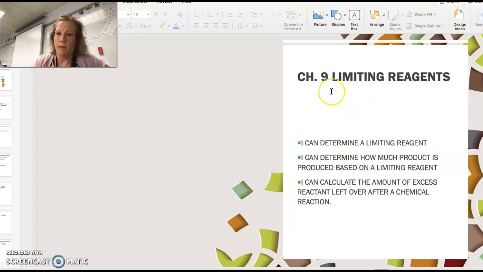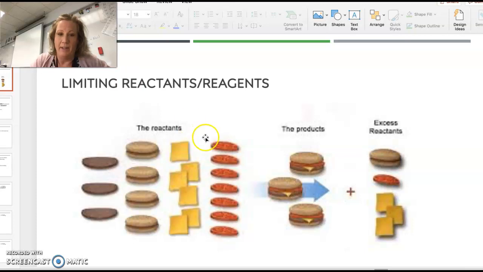This is a video about limiting reactants. When we do a reaction, we are always going to run out of one of the reactants and then the reaction will stop. That's what a limiting reactant is. So I have an analogy for you.